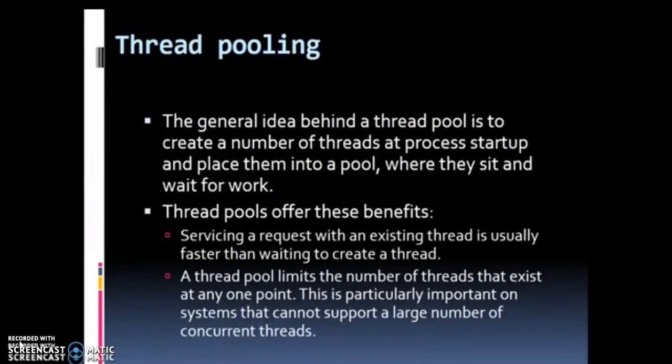And next comes thread pooling. The general idea behind a thread pool is to create a number of threads at process startup and place them into a pool where they sit and wait for work. Thread pools offer these benefits. Servicing a request with an existing thread is usually faster than waiting to create a thread. A thread pool limits the number of threads that exist at any one point. This is particularly important on systems that can't support a large number of concurrent threads. So this is about thread pooling.